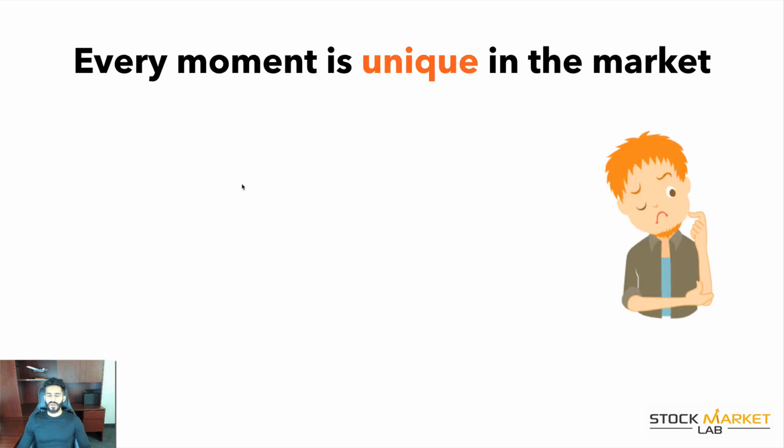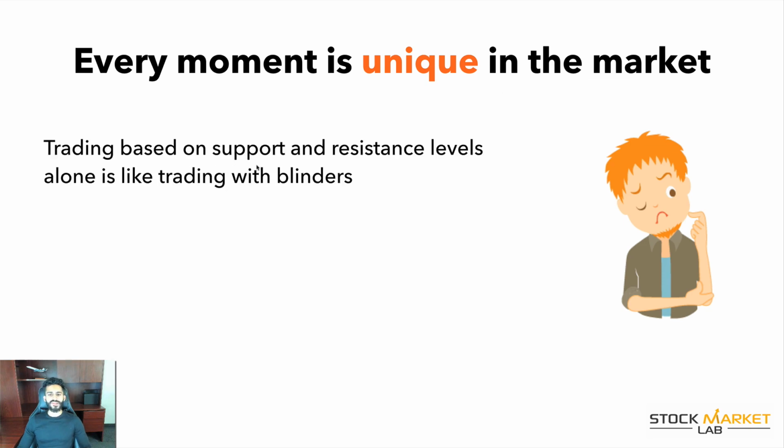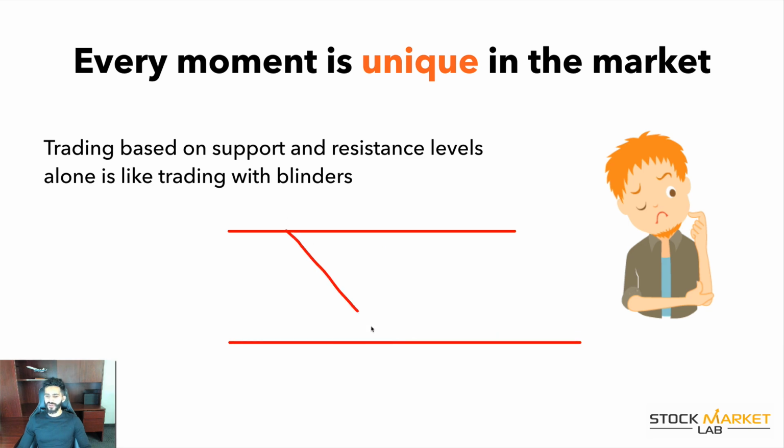Now, every moment is unique in the market. So you have to understand that every single moment is unique in the market. No moment is the same. Trading based on just support and resistance levels alone is like trading with blinders, right? And a very bad thing to do. As I mentioned multiple times, if you're buying a stock just because it's going into support, it's a very bad way to trade.